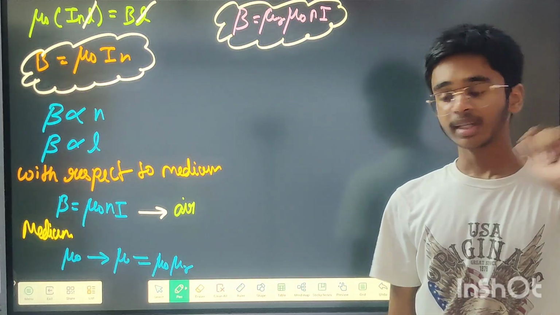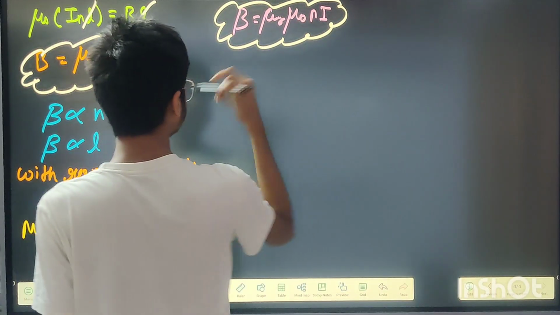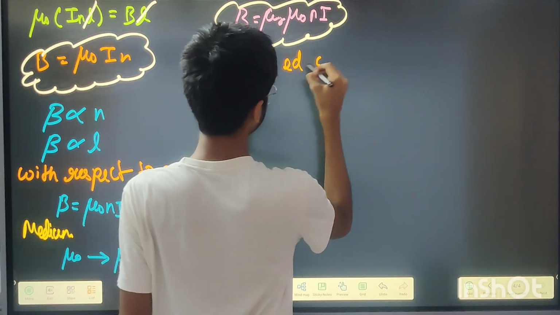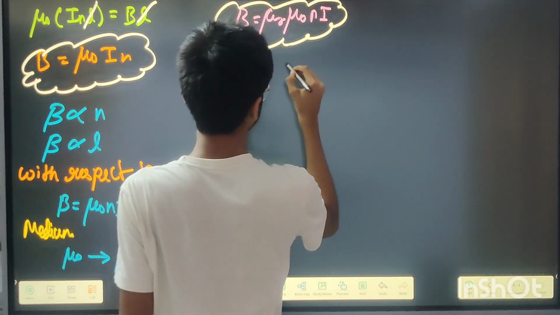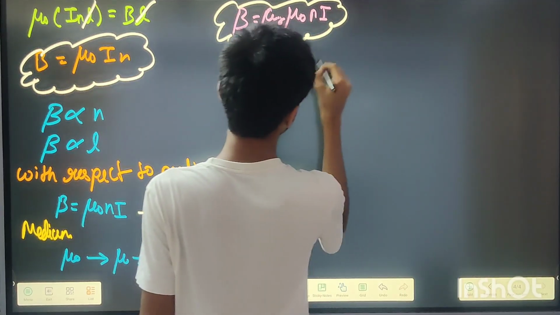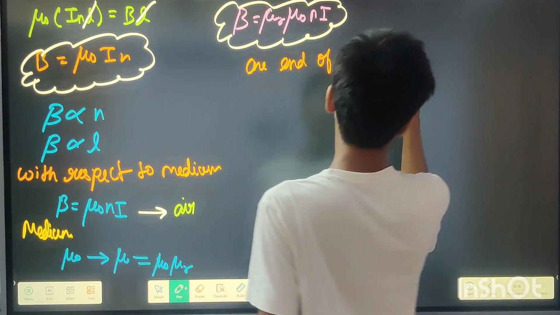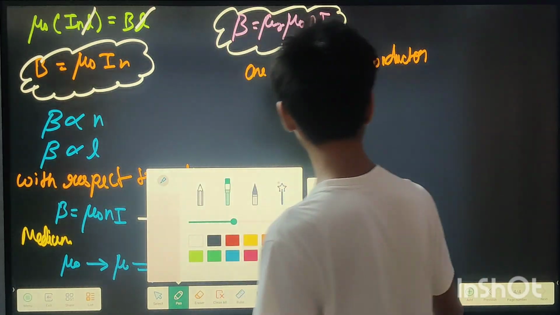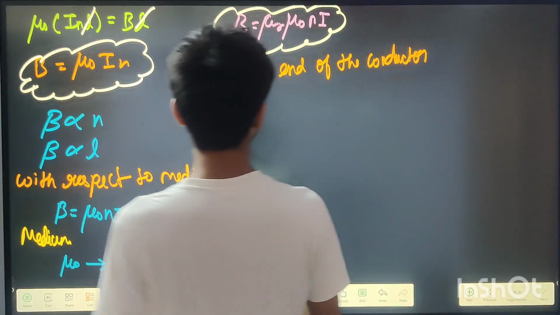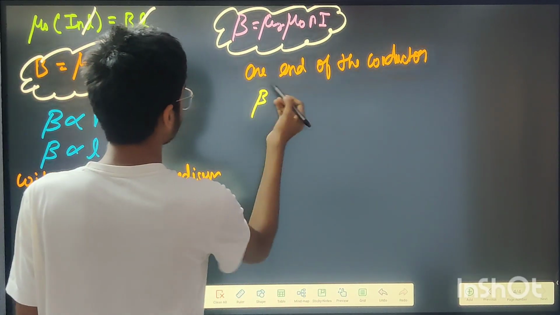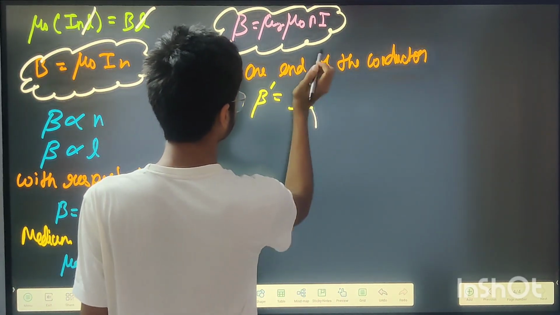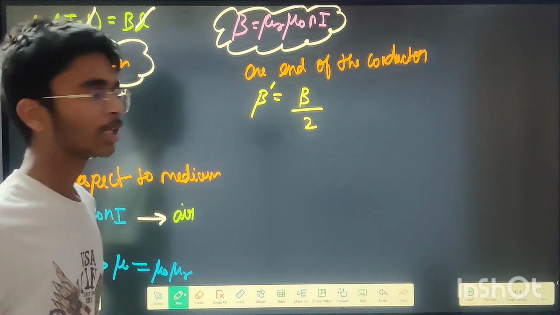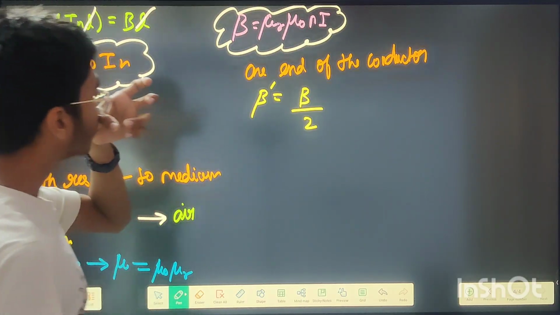Next, they might also ask you another question: how will the magnetic field be at one end of the conductor? The magnetic field is going to be just half, B by 2. That means just divide the total equation by 2.